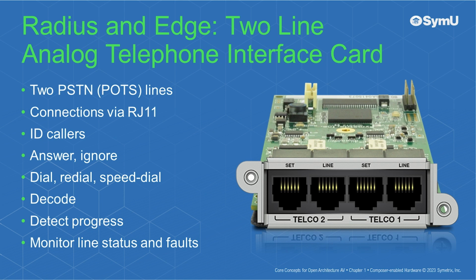The two-line analog telephone interface card has two PSTN (POTS) lines with telco connections via RJ11. The card delivers desk-set functionality including answer, dial, redial, speed dial, ignore, and decode. It also allows caller ID, progress detect, monitor line status and faults, and more.